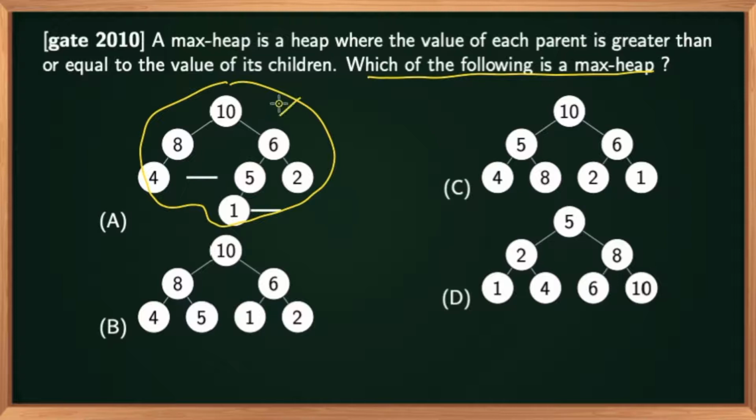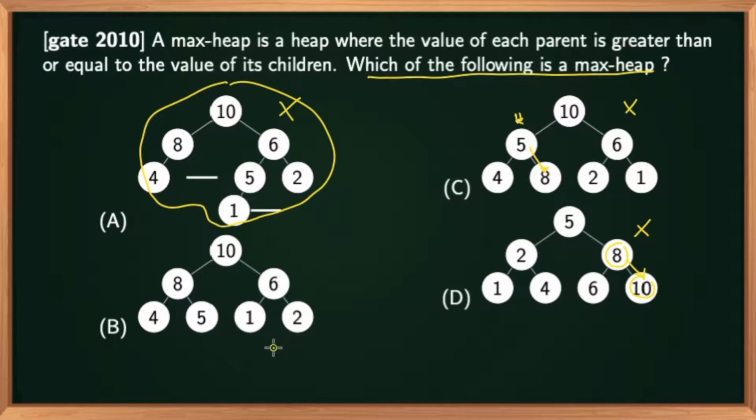So this is not a heap. And if you see this choice C, we have 8 as a child of 5, right? This is violating the heap property here. So this is not a valid heap. Now if you see the choice D, 10 is a child of 8. So here again it violates the heap property. So choice D is wrong.